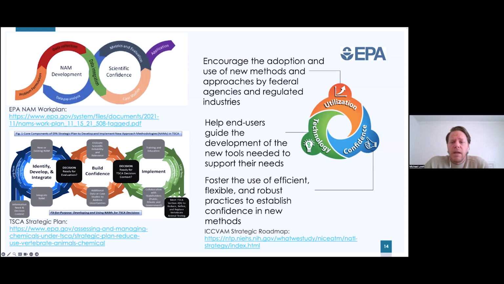Early and continued engagement with the model or assay developers increases the likelihood that a particular NAM can be used in a particular regulatory context. In other words, is it appropriate and fit for purpose for making a regulatory decision?